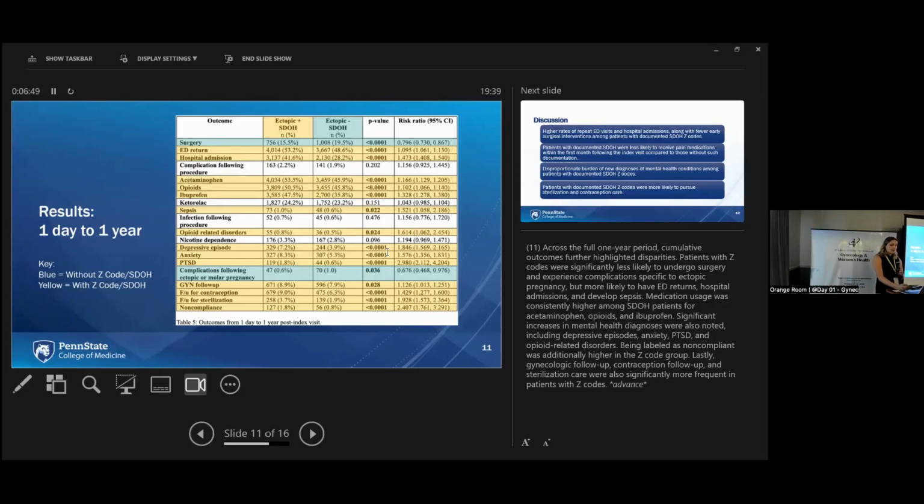Being labeled as non-compliant was additionally higher in the Z code group. And lastly, gynecologic follow-up, contraception follow-up, and sterilization care were significantly more frequent in patients with Z codes.